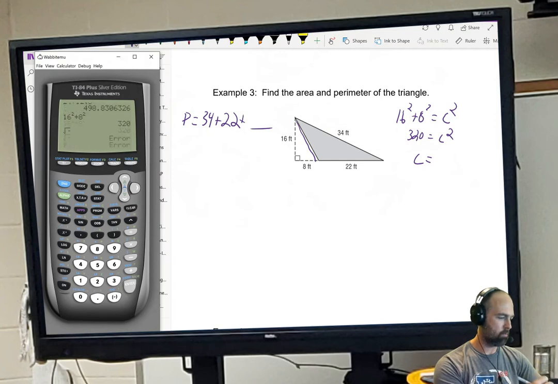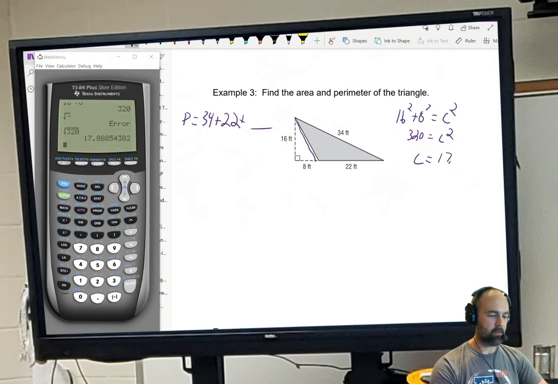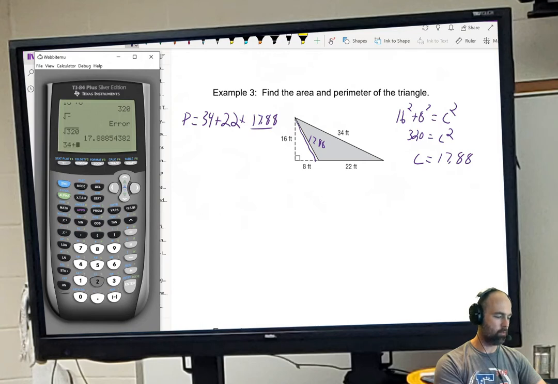The square root of 320 is 17.88. I'm going to write that in. And now I'll just add that in. 34 plus 22 plus 17.88.